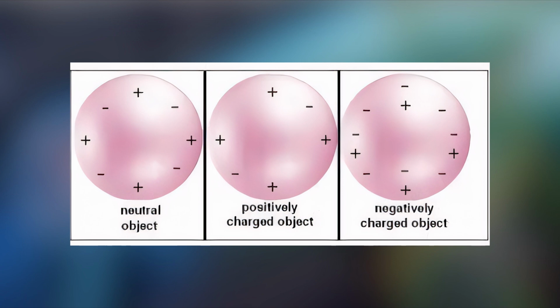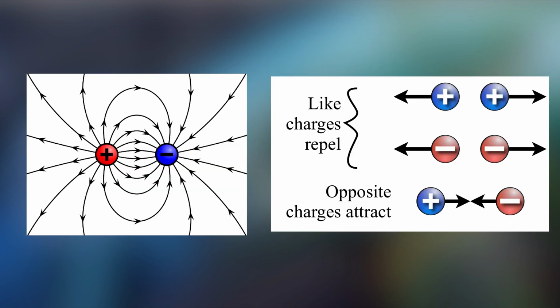Okay, so electric charge just refers to that fundamental physical property. You've got positive charge or negative charge. How do they interact with each other, though? Well, positive charges repel other positive charges, and negative charges repel other negative charges. But, as you probably also know, positive and negative charges attract each other. So, you can remember that by saying, like charges repel and opposite charges attract. Again, that's just a property of how electricity works.